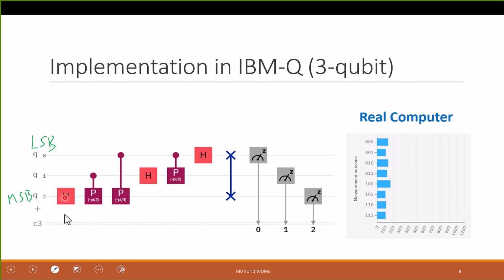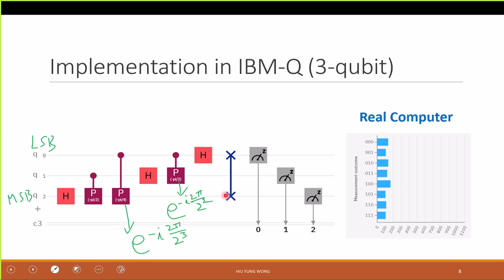The third qubit gets a Hadamard gate. First, you get a phase shift gate by the one next to you, which is also negative pi divided by 2. Let me remind you, this is just e to the power negative i 2 pi divided by 2 to the power 2. That's why it's pi divided by 2. This one is e to the power negative i 2 pi divided by 2 to the power 3. That's why it becomes pi divided by 4. This is just a control phase shift gate. Of course, you don't see the e because you only talk about the phase.